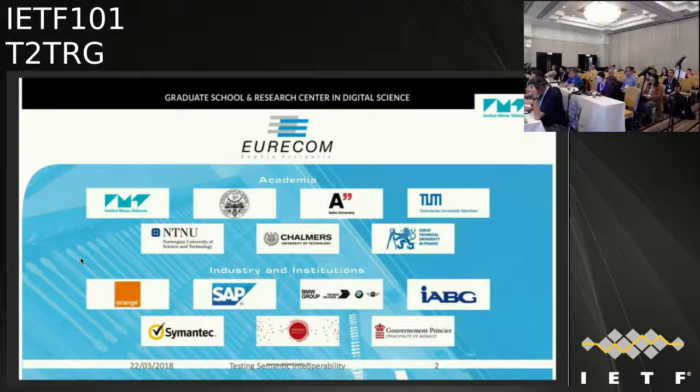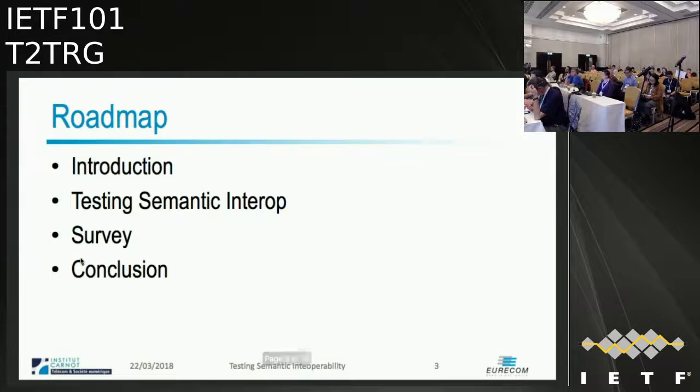For those who don't know about Eurecom, just in one slide, you already see it. We are a graduate school and research center in digital science, and we have many academic, industrial, as well as institutional partners whose logos you see on the screen already. Next, please. My presentation will be very brief because we have just started our work. I'm basically reporting what we have identified as a gap in semantic interoperability testing, what we propose, the two ways, and I'm conducting a survey, and finally I conclude the presentation.